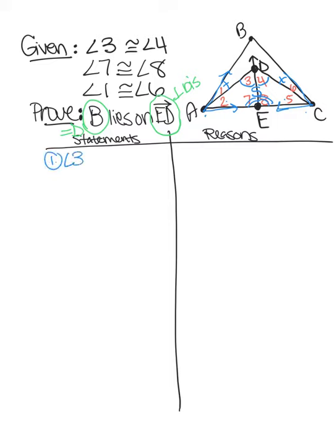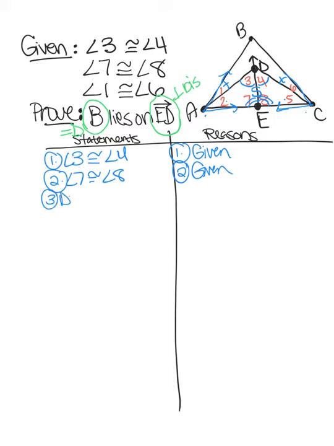Starting with angle 3 congruent to angle 4 and angle 7 congruent to angle 8. I'm going to include the reflexive property. DE is congruent to itself by the reflexive property.